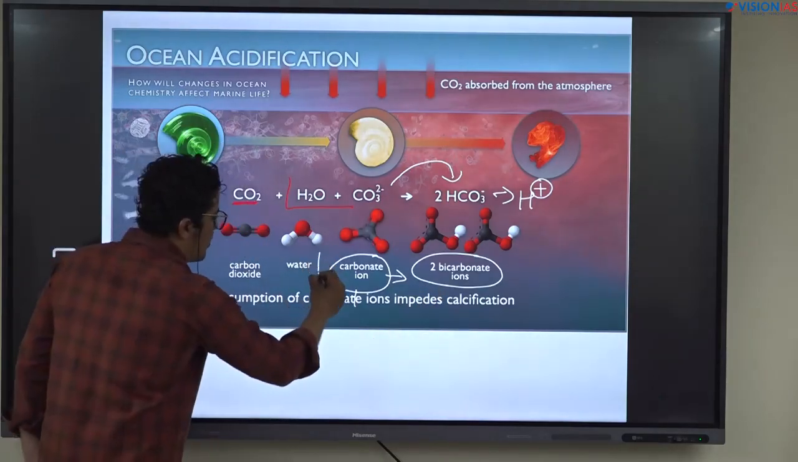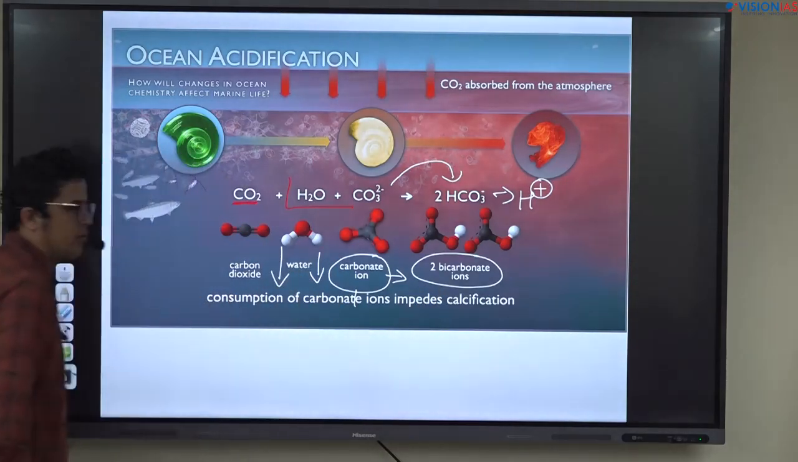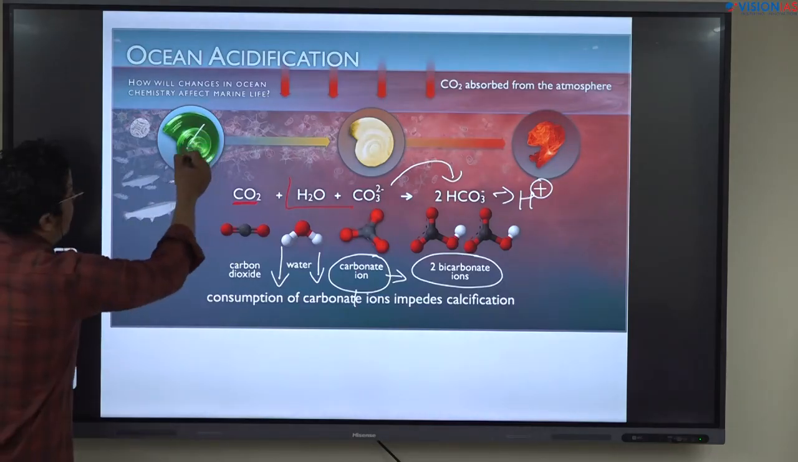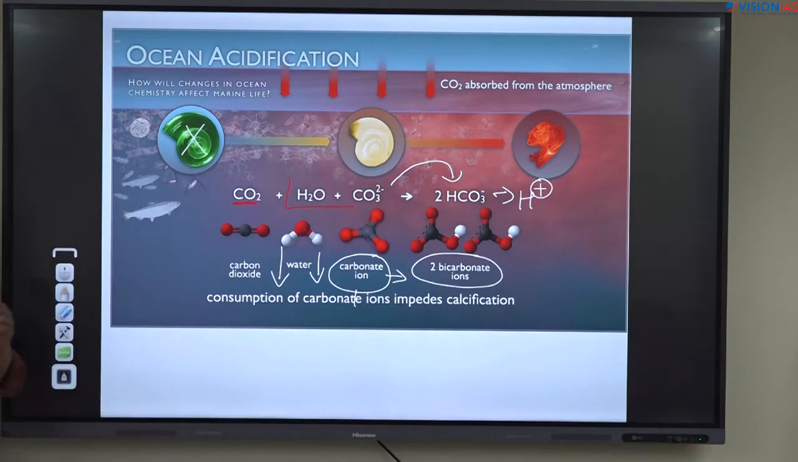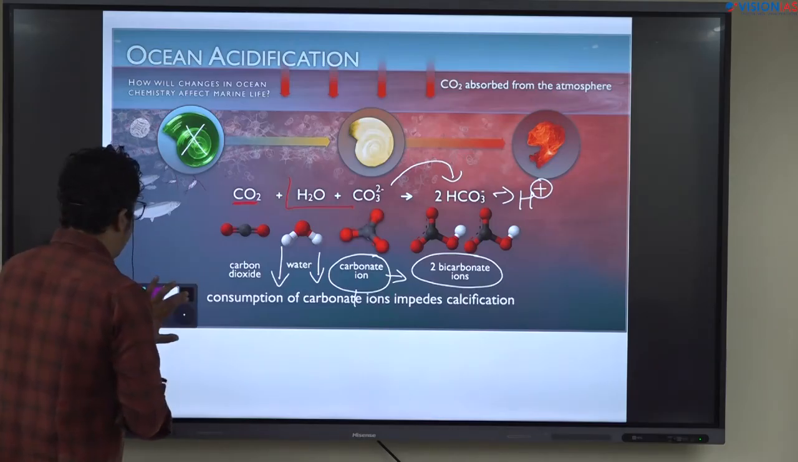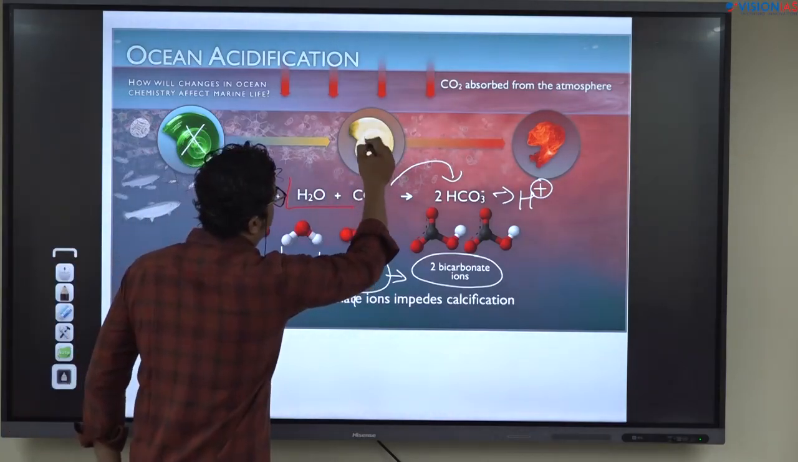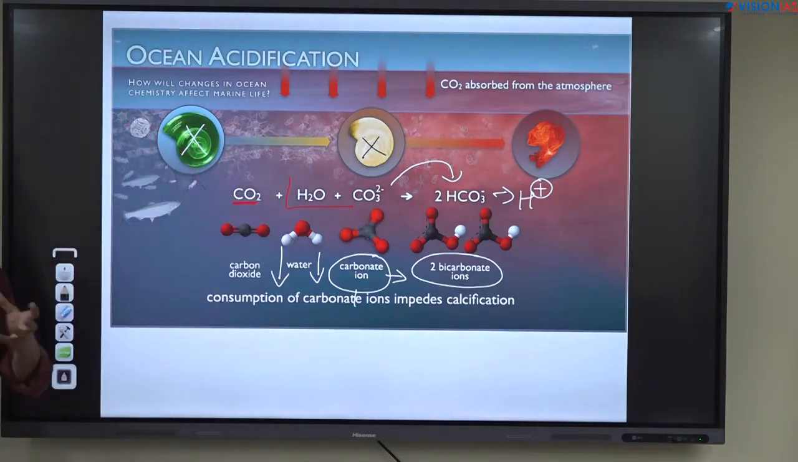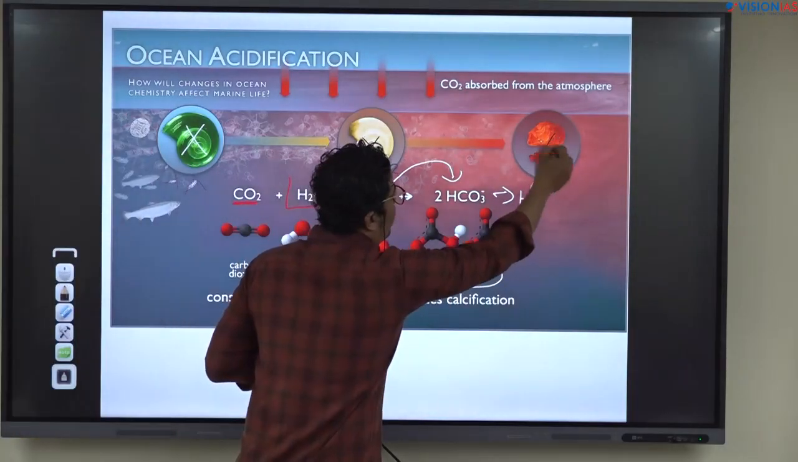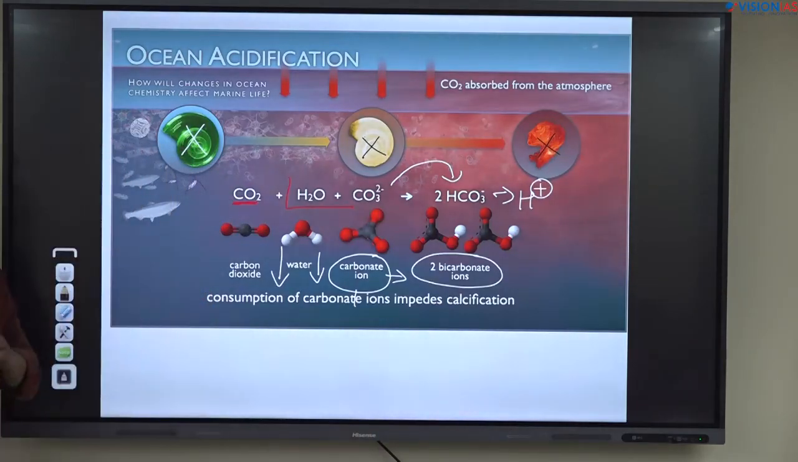So that means the concentration of carbonate will reduce in water, and species will not get carbonate to make their shells and skeletons. What will happen? Their shell will break because they are not getting carbonate in proper amount. So their shell will be weak, their skeleton will be weak, and their shell will break before time. If they do not have a protective cover, they will die a premature death.